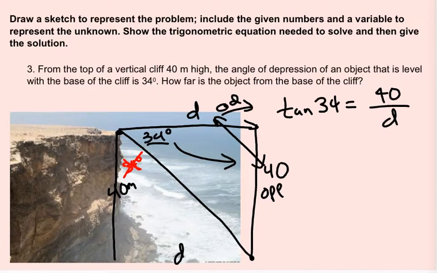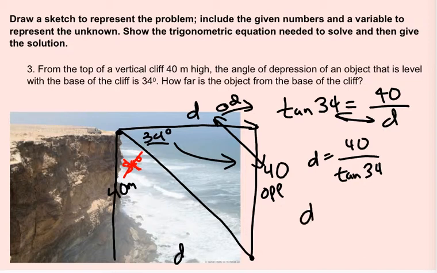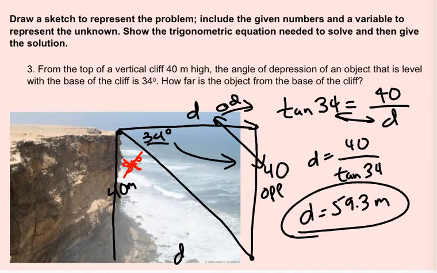So what I want to have happen is this. I want to swap these two. 40 divided by the tangent of 34, and that's going to be 59.3. So I'll say 59.3 meters away. So not quite 60 meters away from the base of the cliff.